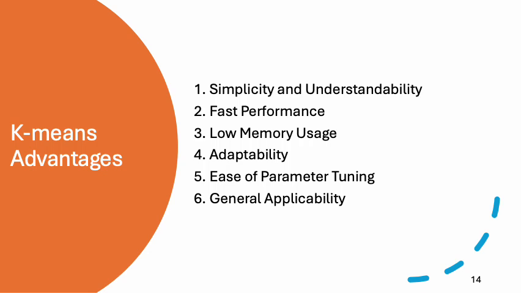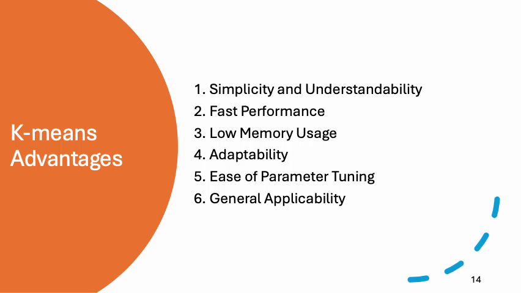It efficiently computes distances and updates centroids in each iteration, making it suitable for large-scale clustering tasks. 3. K-means is memory efficient, as it primarily requires storage for centroids and data points. This efficiency is beneficial when dealing with large datasets. 4. The algorithm quickly adapts to different datasets. By varying the number of clusters, it can be applied to various data structures and distributions.